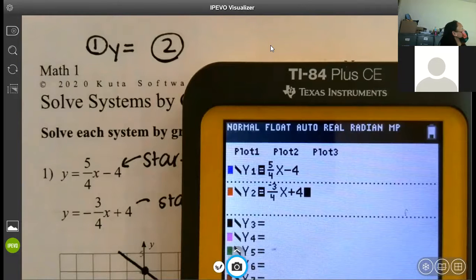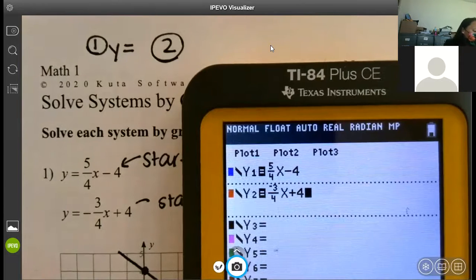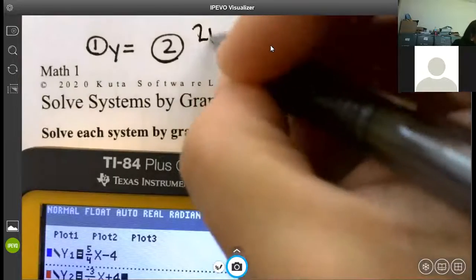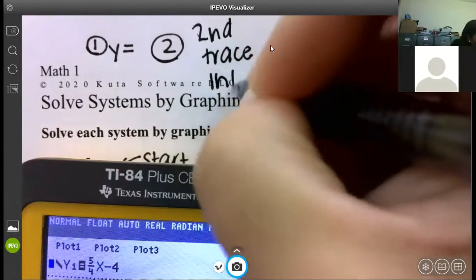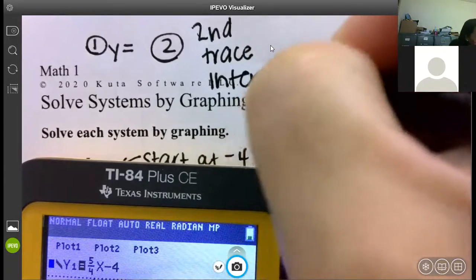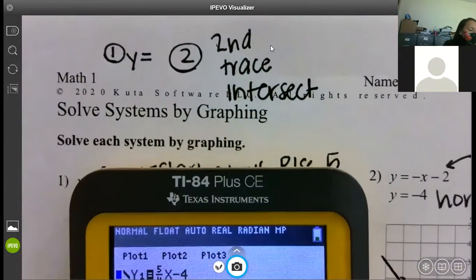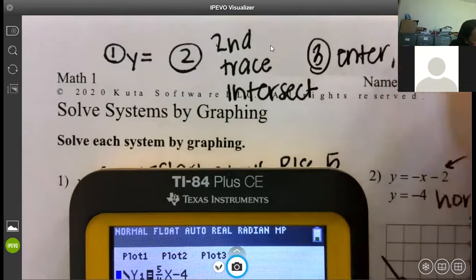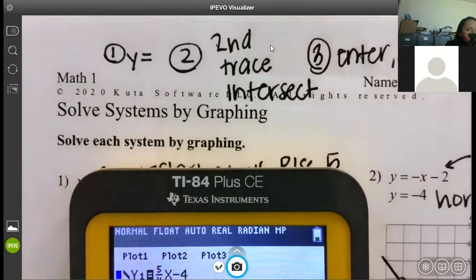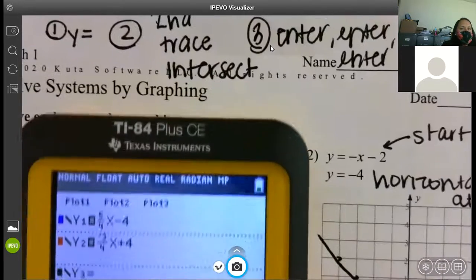Is anybody having trouble putting it in your calculator? All right. We're going to go to second trace. And the word intersect. And then enter, enter, enter. So second trace, intersect, enter, enter, enter.